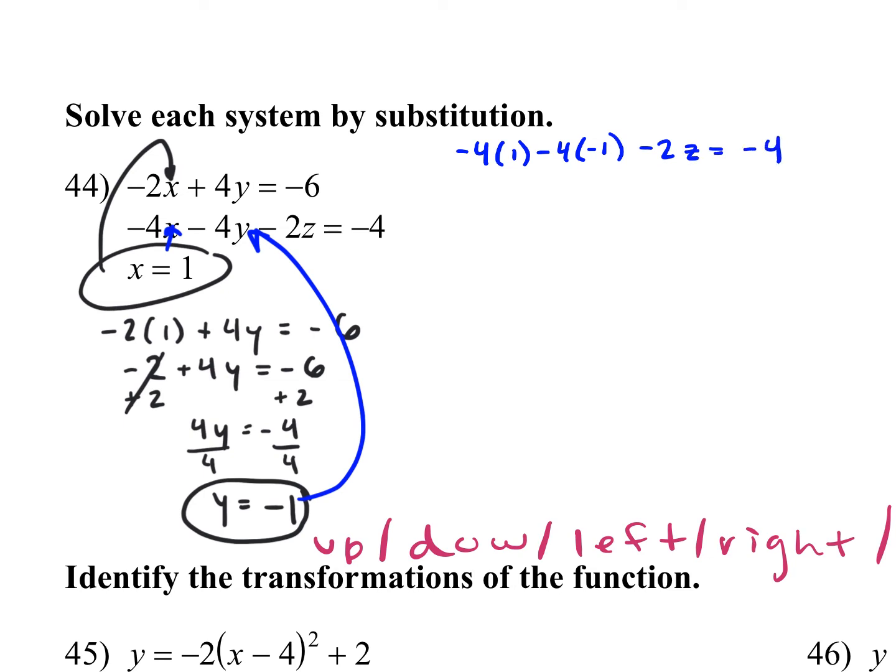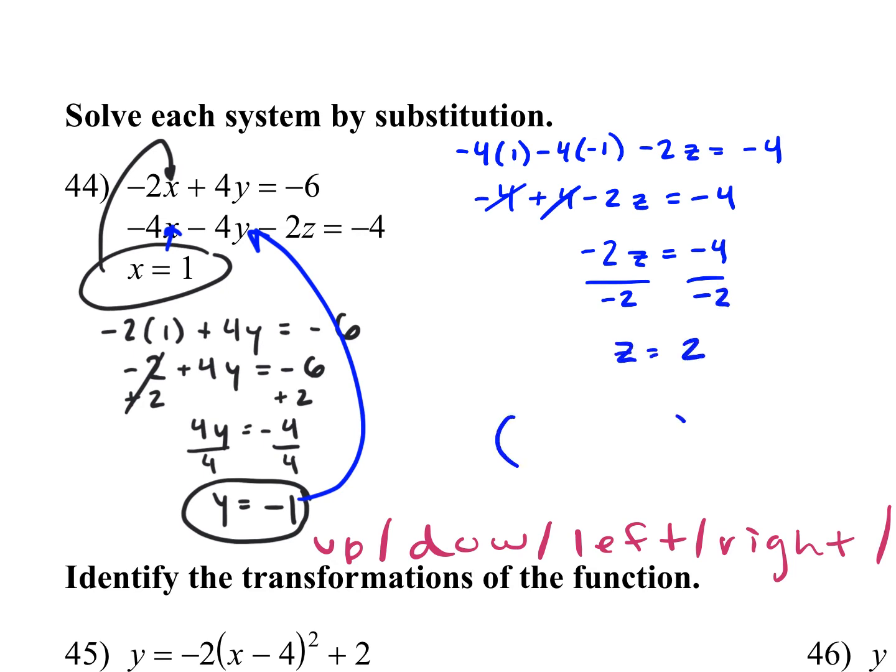And then from here, we multiply. So we have negative 4 plus 4 minus 2z equals negative 4. Negative 4 plus 4 cancels. So negative 2z is equal to negative 4. And divide both sides by negative 2. So z is equal to 2. And then we write our answer as 1, negative 1, 2. So x, y, then z. All right, let's go to the next.